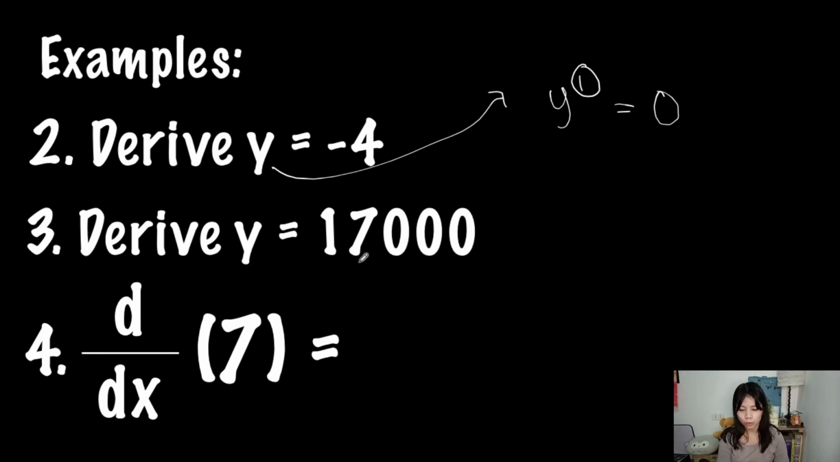Derive y is equal to 17,000. So, y prime is equal to 0. d over dx, or the derivative of 7 with respect to x, equal pa rin yan sa 0. No matter kung gaano kalaki, negative man yan, ang derivative ng constant ay 0 pa din.